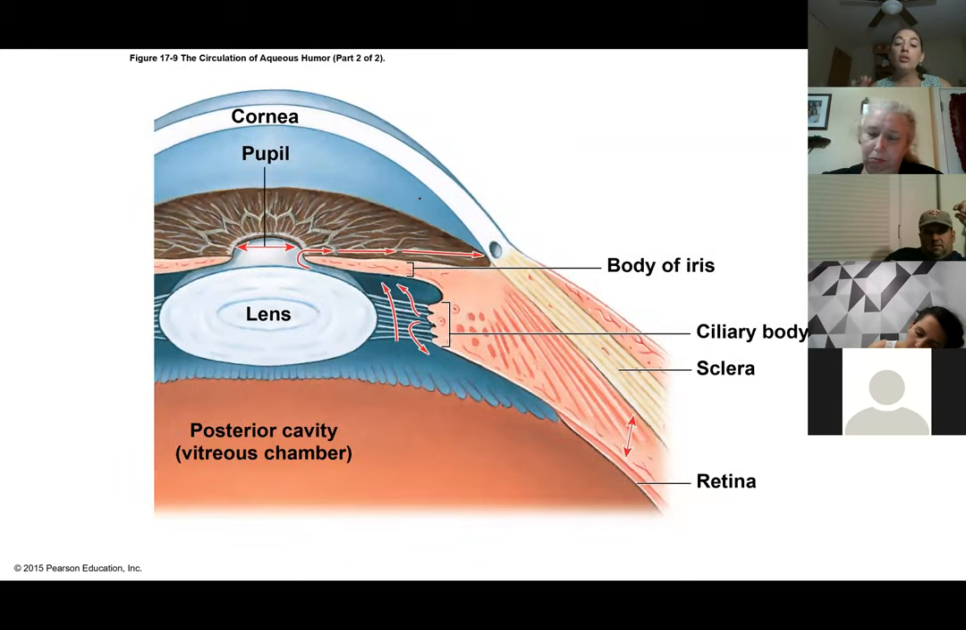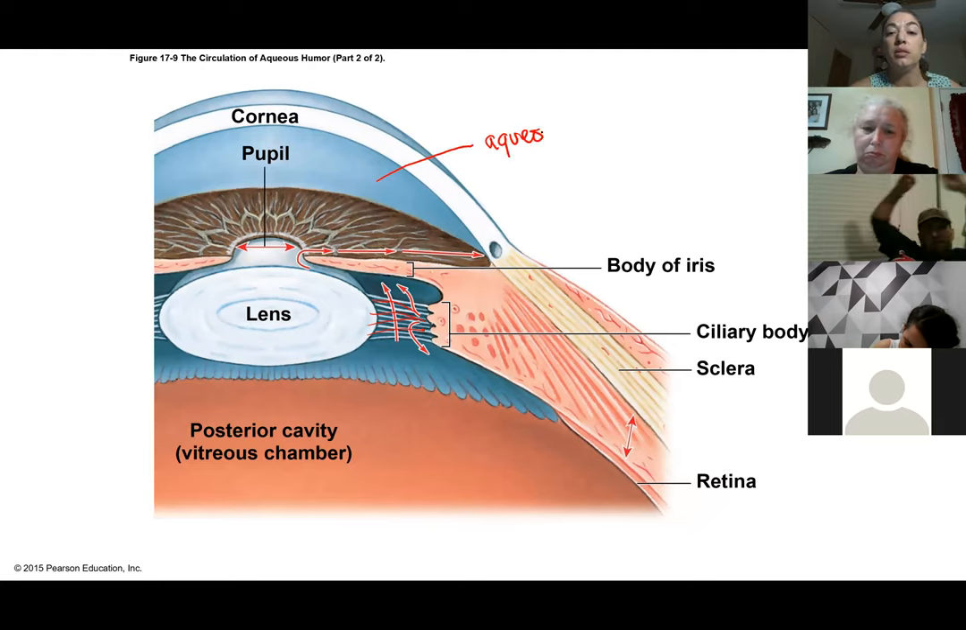Okay, so looking closer, and I think we're past our time, so we'll end with this slide today. This is a good slide. So we're looking at the eye closer to the ciliary body. You can see those fibers that attach to the lens. There is fluid. So remember, in the anterior chamber, what kind of fluid do we find there? Anybody remember? Aqueous or vitreous? Aqueous humor.